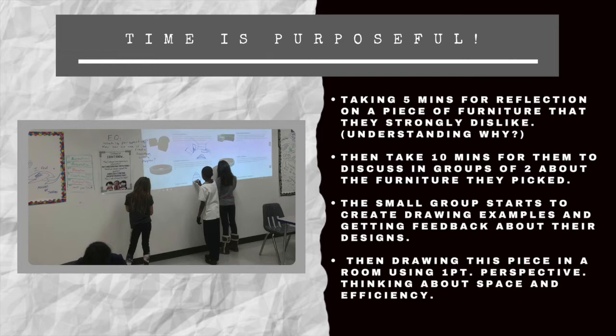Once that 5 minutes is up, they then break up into a small group of two, where they're given about another 10 minutes. This allows them to have discussion and start brainstorming some ideas of what they can do with this piece of furniture. Once they have their idea, I then allow the students to move around the classroom to get feedback about their design, ways to improve it, ways to simplify it, just overall ways to improve their ideas.